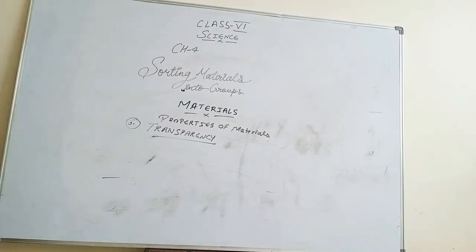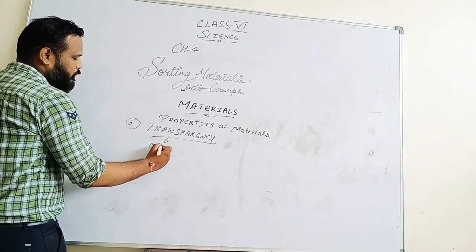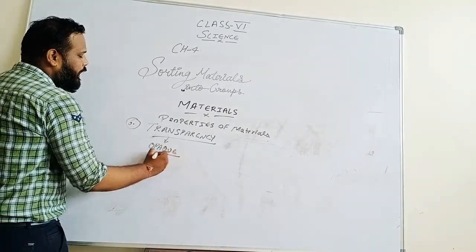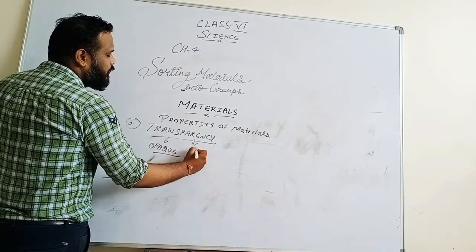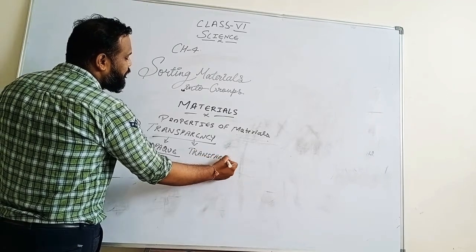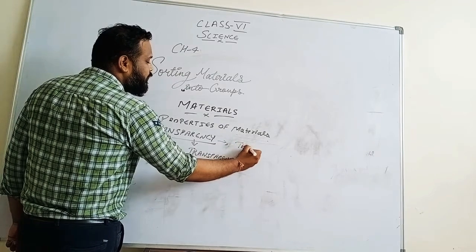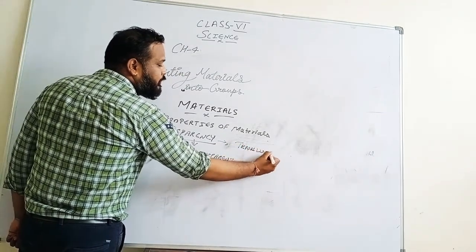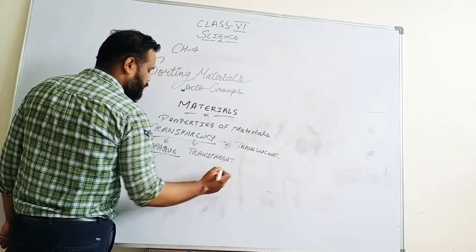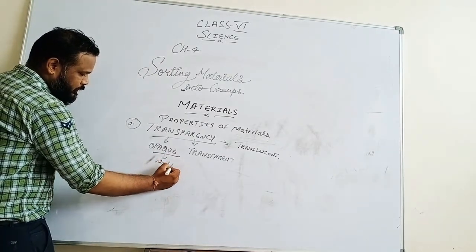You are already aware of it from the previous classes. There are three types of things depending on the transparency properties, transparency phenomena. Number one is opaque. Number two is transparent, and number three is translucent. Now, what are these? Opaque: no light can pass, you cannot see through it.